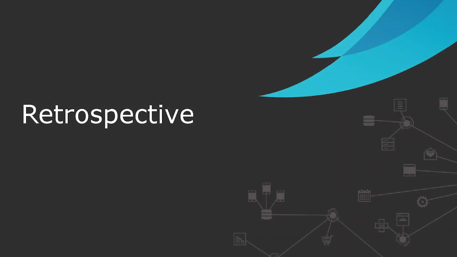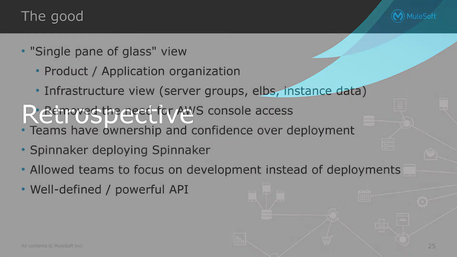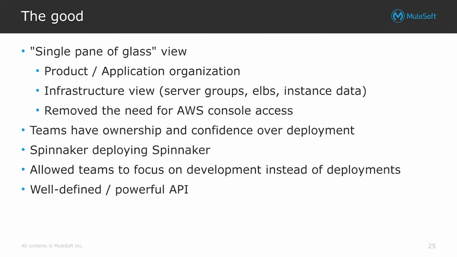So I'll just give a little retrospective on how we view Spinnaker and what we've learned over the past year. And this is the same format: good, bad, ugly. So the good, single pane of glass view. We really love the UI. We love how it organizes your product and your applications within that product. We love the infrastructure view that gives people information about their server groups, their LBs, their instance data, like user data.